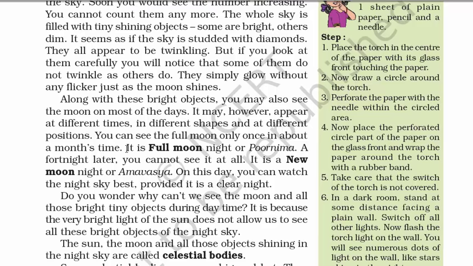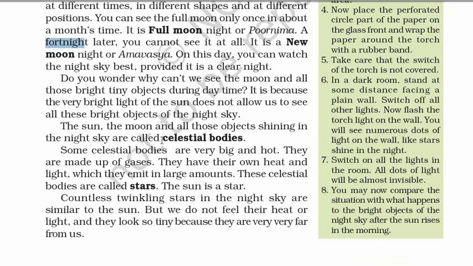So the takeaway from this would be this: the full moon is called Purnima, remember that, and a new moon is called Amavasya, and there's a difference of 15 days, a fortnight, right? And the next thing is celestial body. So what is a celestial body? Anything that is shining in the night is called a celestial body. As a result, a star is a celestial body, all right?